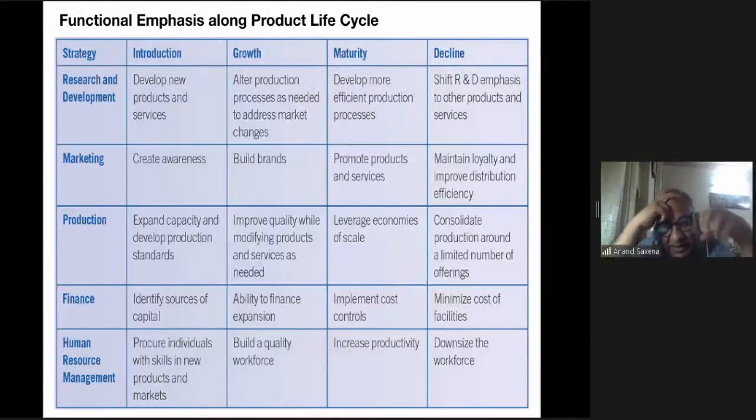Likewise, in finance, the idea will be to obtain the seed capital to fund the innovation process, and maybe venture capital, several rounds of venture capital, before we can go for an IPO for our expansion purposes. And in the decline stage, of course, we may have to divest and shift the facilities to some alternative uses. So this is how we can look at the integratedness of the functional strategies along the product life cycle.